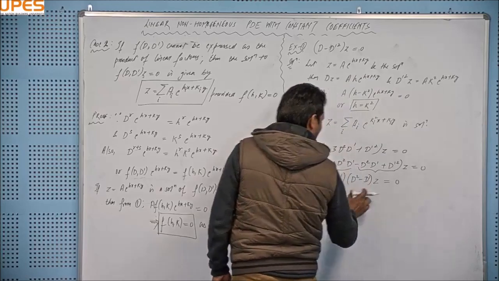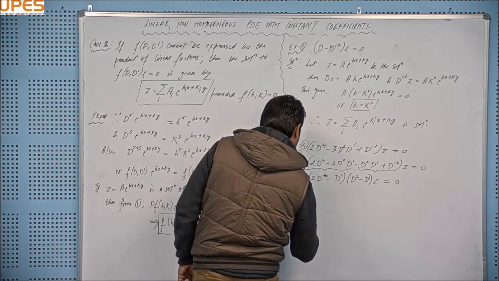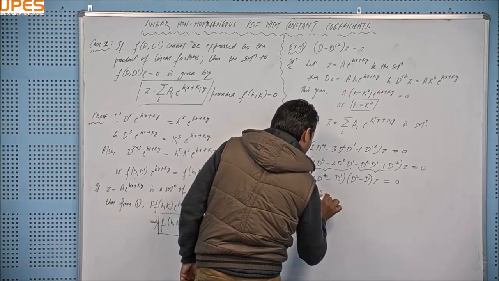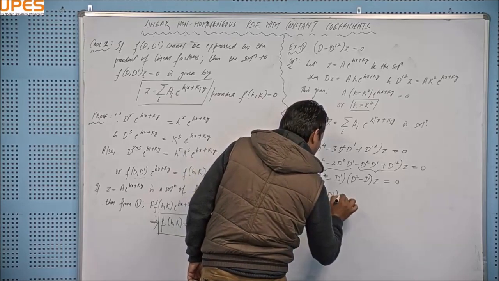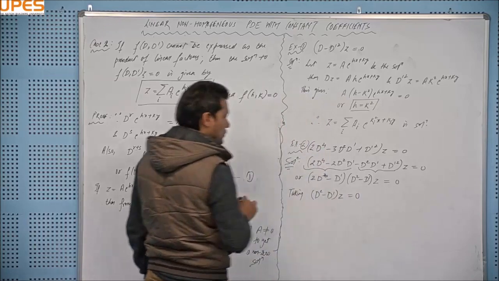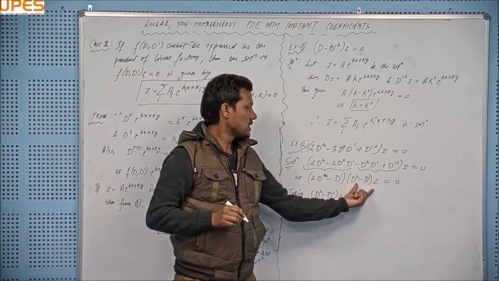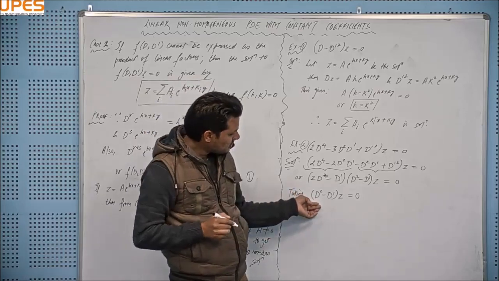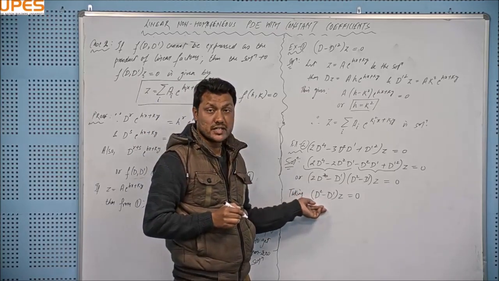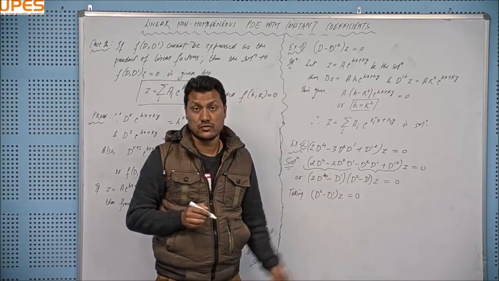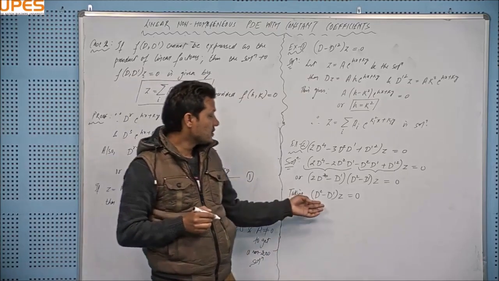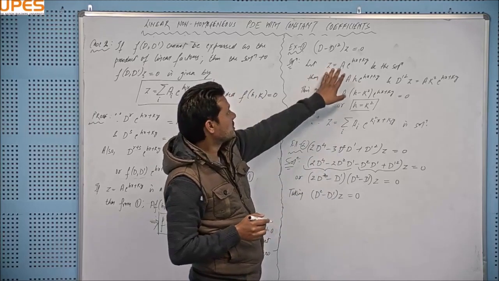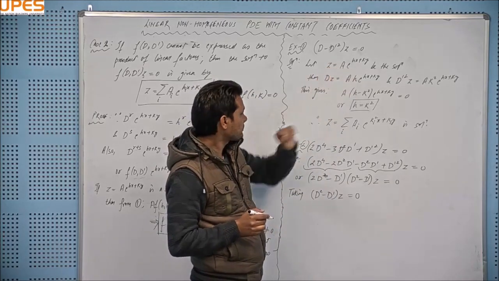I will take it one by one. First thing, taking D square minus D dash and z is equal to 0, this part. Then I will take the second one. Since I see that it cannot be expressed as a product of linear factors, and again it is non-homogeneous, I will search for a solution of this kind, z is equal to this kind.